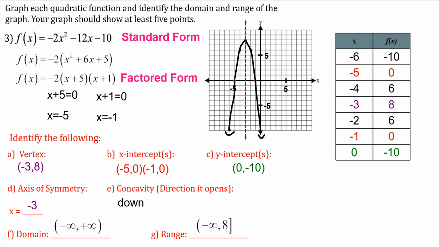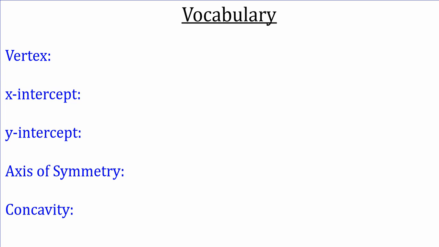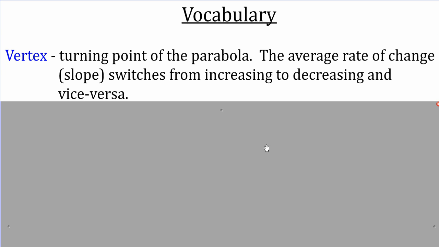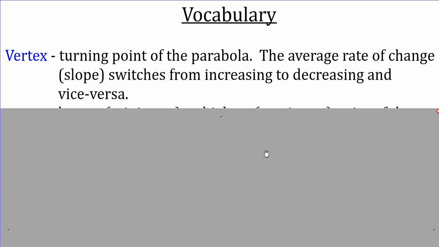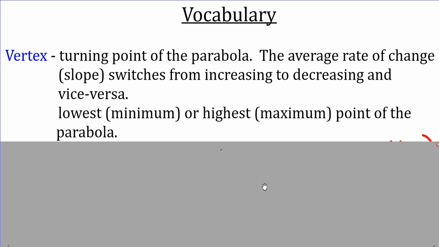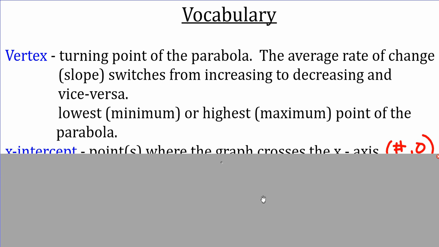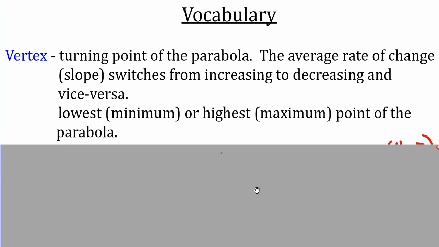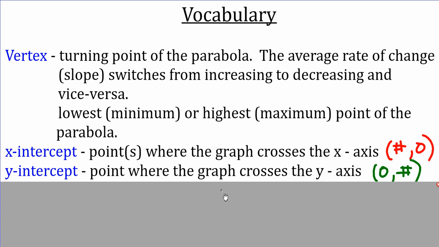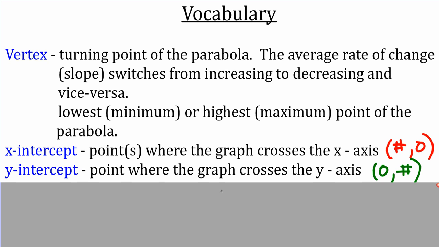A couple of things when we get there, though. Just a quick review of vocabulary. When we talk about the vertex, again, we're talking about the turning point of the parabola where the average rate of change is switching from increasing to decreasing or decreasing to increasing, right? We've talked about labeling those increasing and decreasing intervals on your graph. It's also referred to as your lowest or highest, maximum or minimum point of your parabola. We've also talked about x-intercepts and y-intercepts. We know points where they cross the x-axis are the x-intercepts and the y-axis the y-intercepts. We know x-intercepts always have an output of 0, and the y-intercepts always have an input of 0.